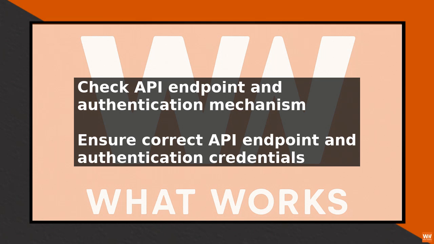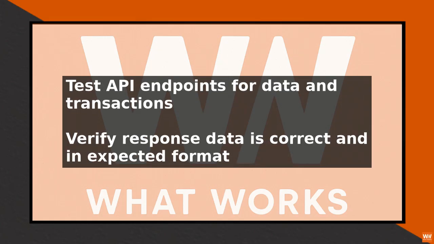Then, verify the response data. Once you have sent a request to the API endpoint, verify that the response data is correct. Check that the data is in the expected format and that it contains the expected information. You can use JSON parsing libraries to parse the response data and verify its contents.